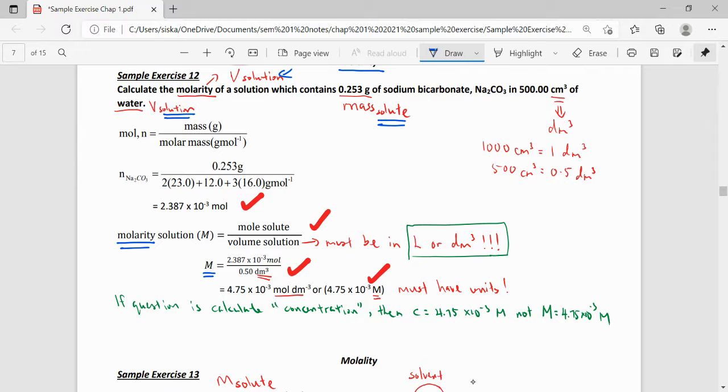But if let's say the question asks calculate concentration, then you must use the symbol C. The unit is still the same, that is molar, capital M, or mole per dm cube. And in your exam, remember the final answer you must give units and also the formula.